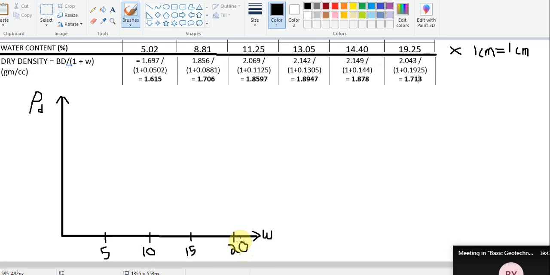Okay, so x-axis is water content. You can take 1 centimeter is equal to 1% as scale.